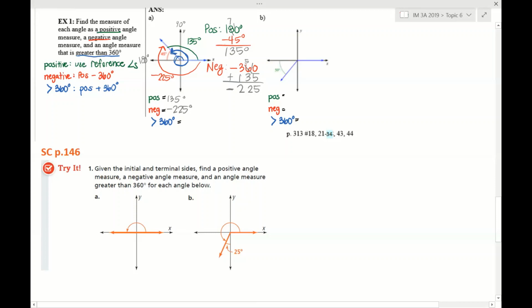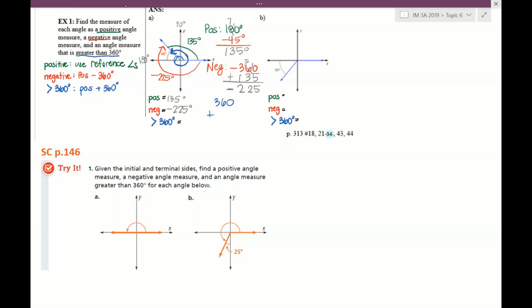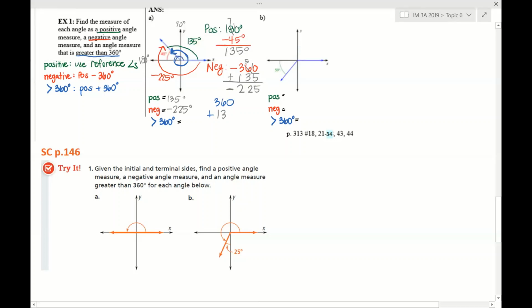Okay. So the way that I figure this out is I take 360 degrees and I add my positive angle. So I'm going to take 135 and add it to 360. So 0 plus 5 is 5, 6 plus 3 is 9, 3 plus 1 is 4. So the angle greater than 360 that is coterminal to the other two angles is positive 495 degrees.